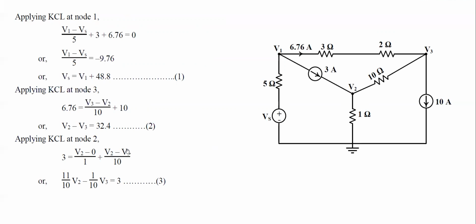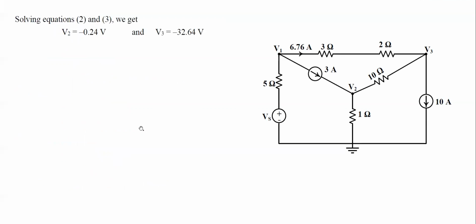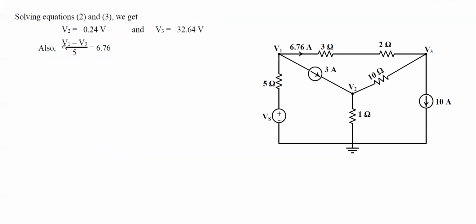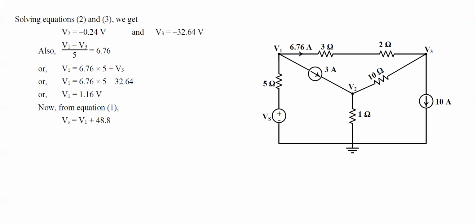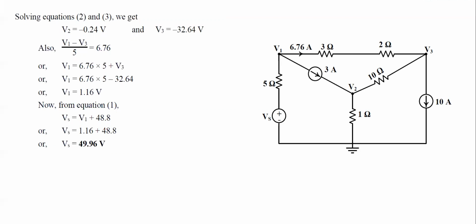After obtaining the values of V2 and V3, we can write that (V1 minus V3) divided by 5 equals 6.76. This is obtained from this branch, where we can easily see that V1 minus V3 divided by the total resistance, that's 5 ohm, is equal to 6.76. It's given information. Using this, we can calculate the value of V1. Then finally, we can substitute the value of V1 in equation 1 to obtain the value of Vs. In this way, we can finally compute the value of Vs. Thank you.